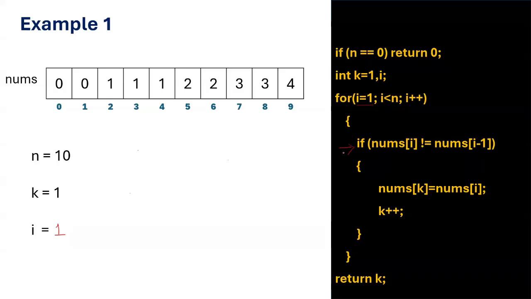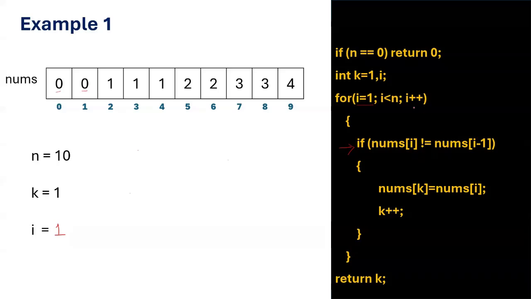It will enter into loop and check the if condition nums[i] not equal to nums[i minus 1]. So i is 1, so nums[i] is 0. i minus 1 means previous element, and previous element is also 0. So not equal to, this condition is false as both the numbers are equal. So we will move on to next element.